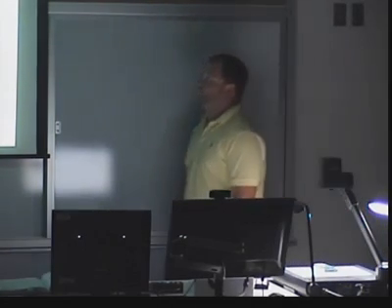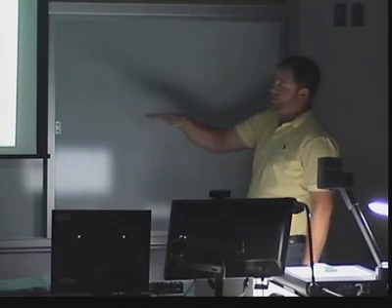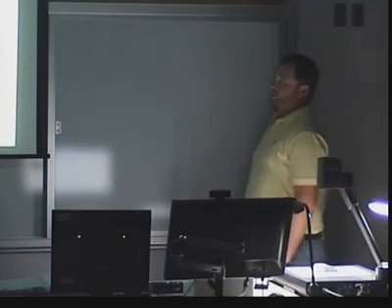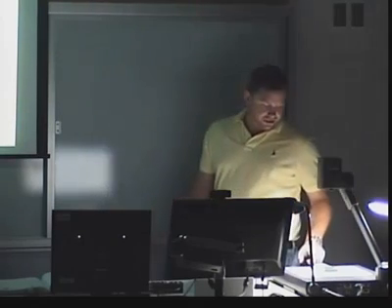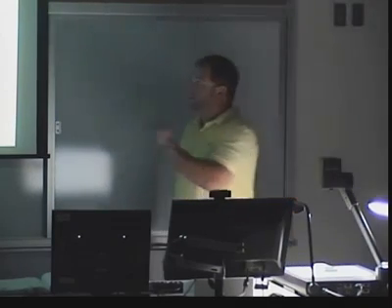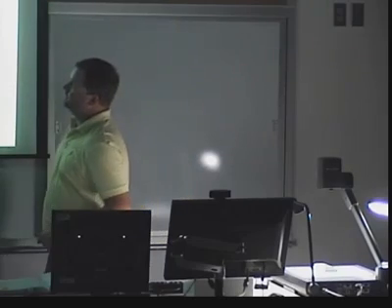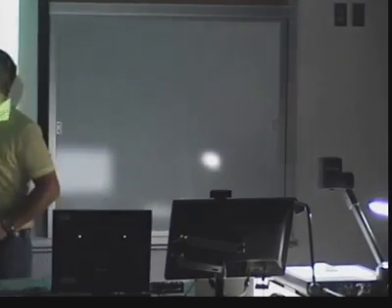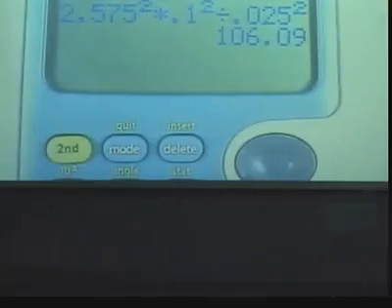Now I don't need to worry about parentheses here because I didn't violate any order of operations, right? Multiplication and division is on the same line. And it goes parentheses, exponents, multiplication, division, and subtraction. So multiplication, division, you just do it from left to right. So I go in here and hit enter, I should get 106.09.